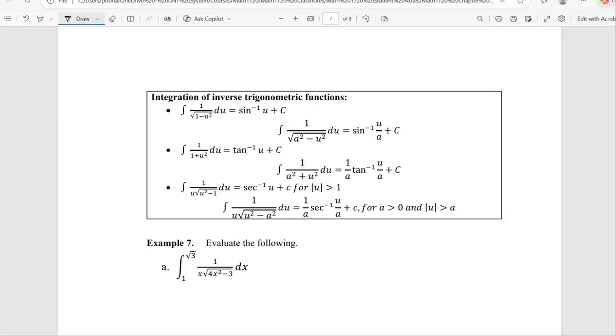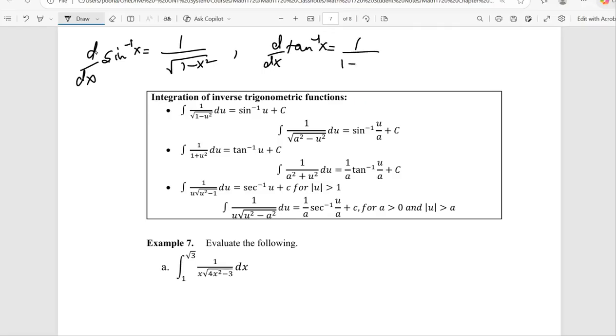So we learned some derivative rules. For example, the derivative of sine inverse x is 1 by square root of 1 minus x squared. The derivative of tangent inverse x is 1 by 1 plus x squared. The derivative of secant inverse x is 1 by x times square root of x squared minus 1.